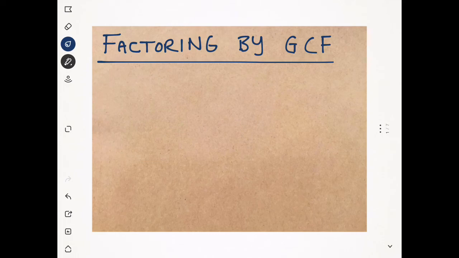So this week we're still talking about polynomials, but we're going to talk about factoring polynomials by using something called GCF. You can see the letters GCF up here in the upper right-hand corner. The G stands for greatest, the C stands for common, and the F stands for factor. So it's greatest common factor. Now, before we do factoring by greatest common factor, I just want to review a few things.